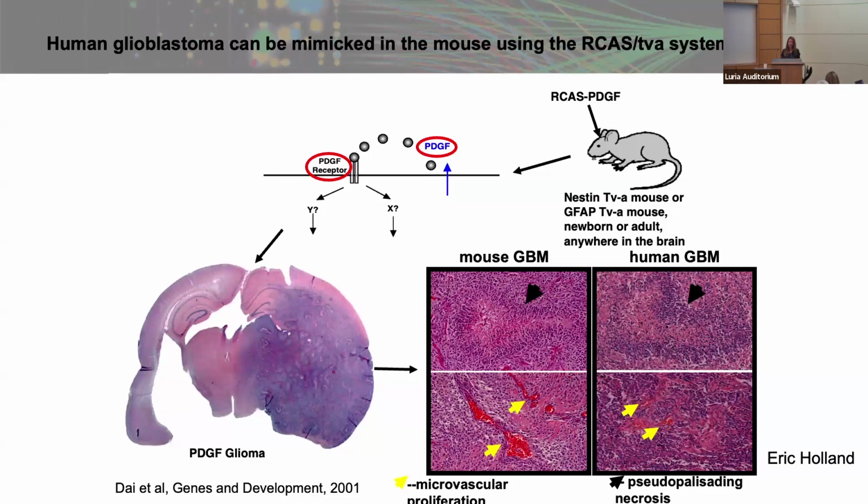So we started looking at the PDGF-driven subtype of glioma, where we deliver PDGF-A overexpression through RCAS-TVA to nestin positive cells in the mouse brain. And those histopathologically plus genomically look very similar to human GBM.